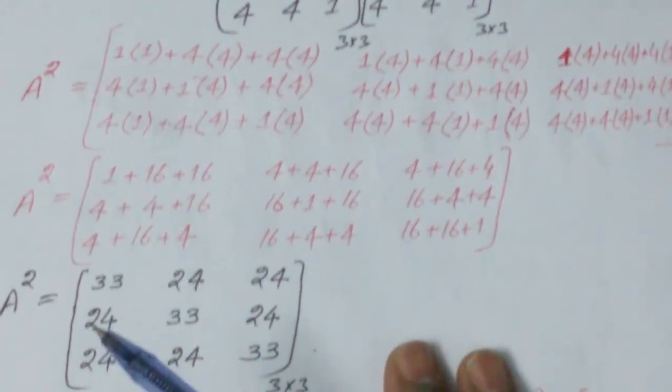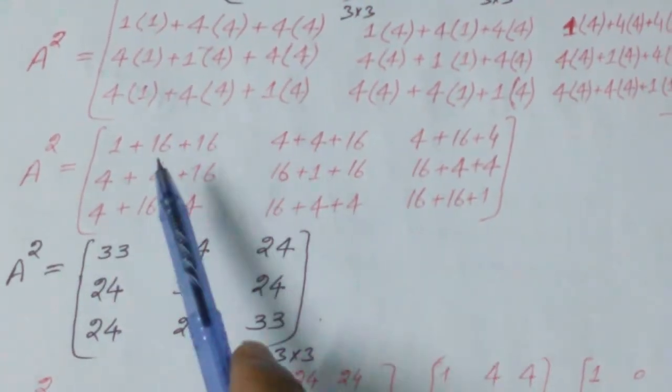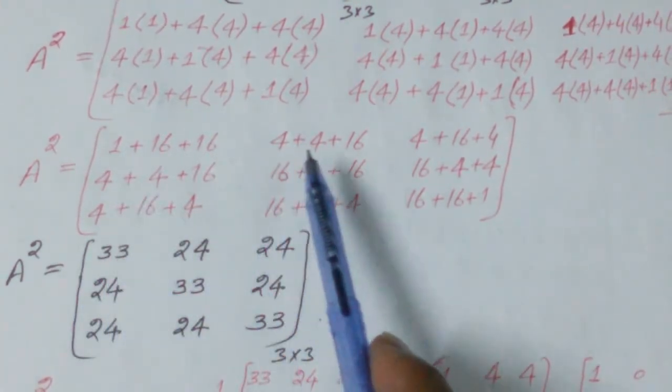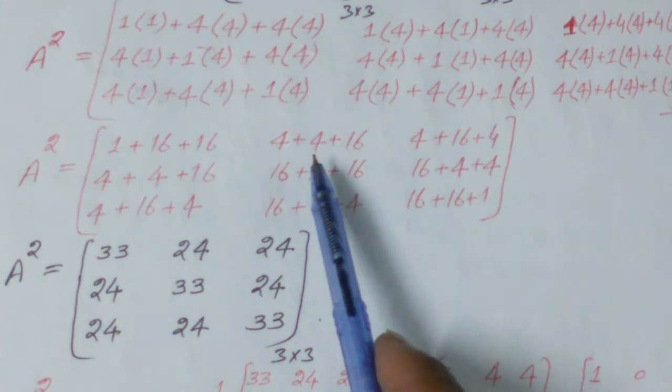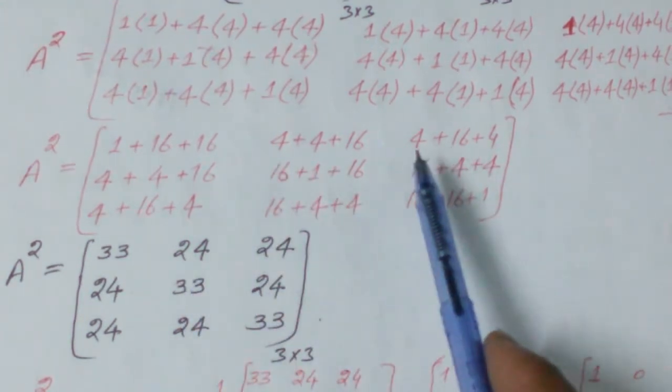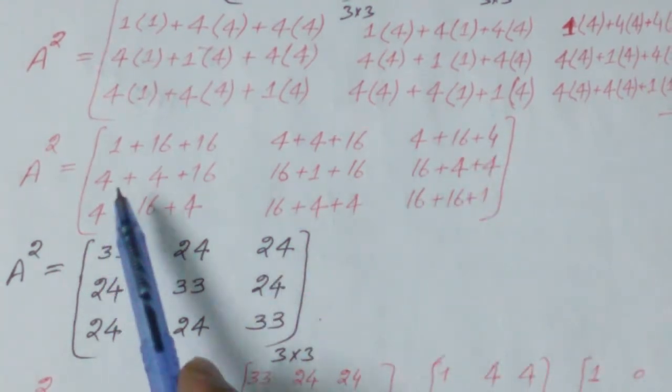Now the resultant elements are: 16 plus 16, 32 plus 1, 33. 16 plus 4, 20, 20 plus 4, 24. 16 plus 4 plus 4, 24.